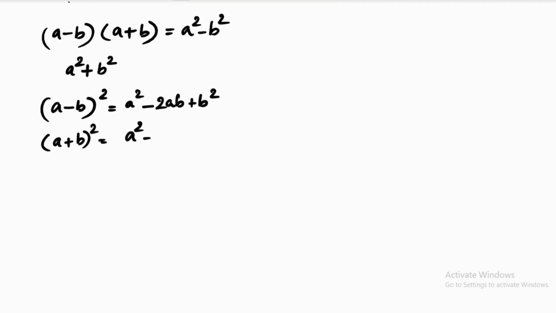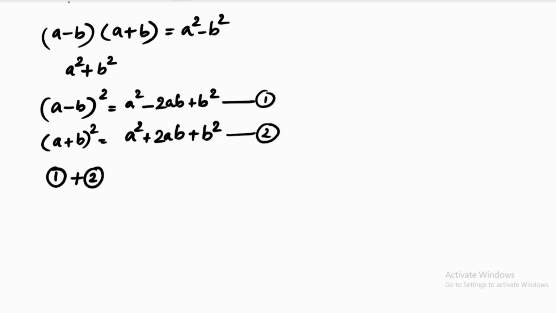a square plus 2ab plus b square. We will give this as equation number 1 and this as equation number 2. What we want in our equation is a square plus b square, because we are asked to find a square plus b square. Now we are trying to get an equation where we have a square plus b square. So we can now add equation 1 plus equation 2.